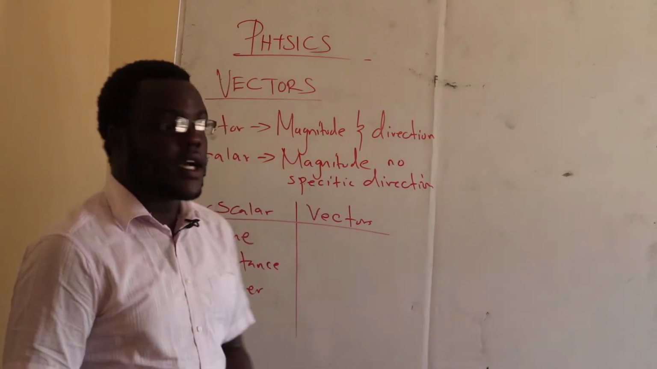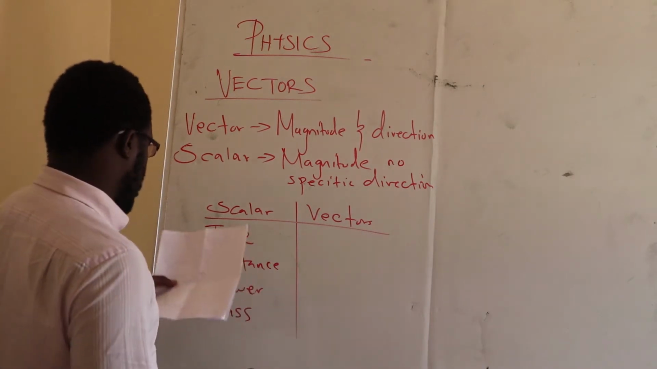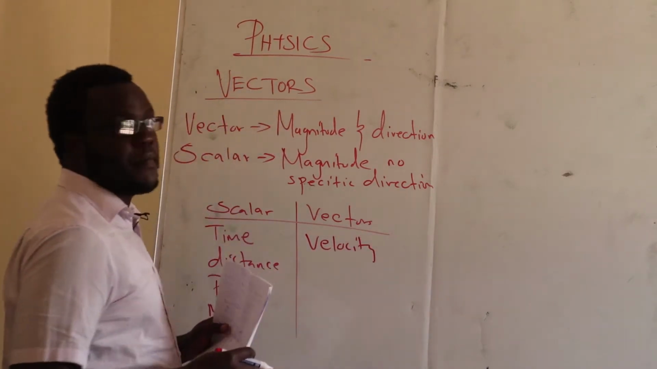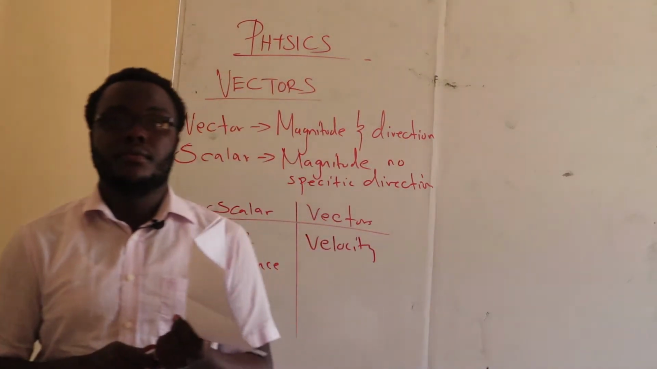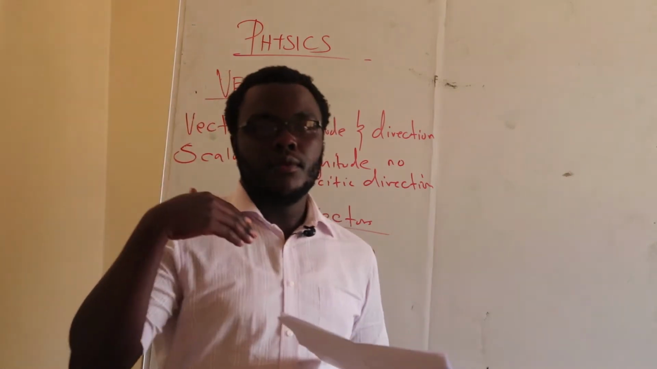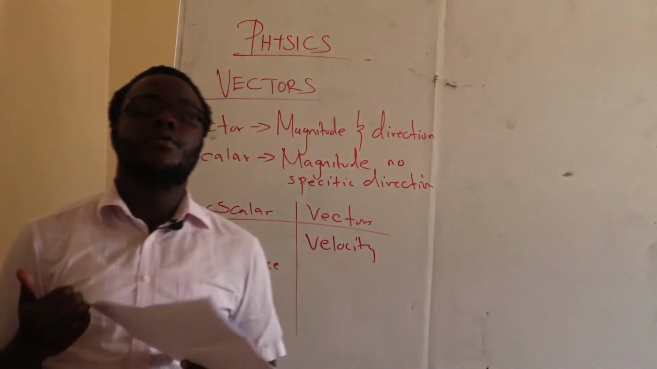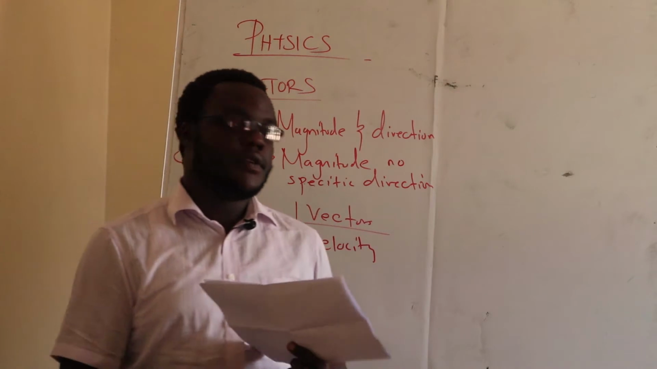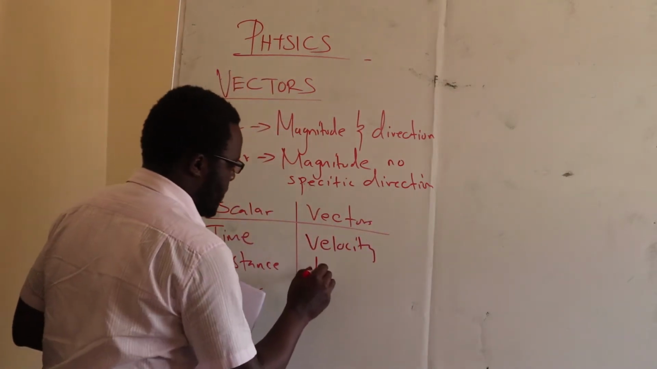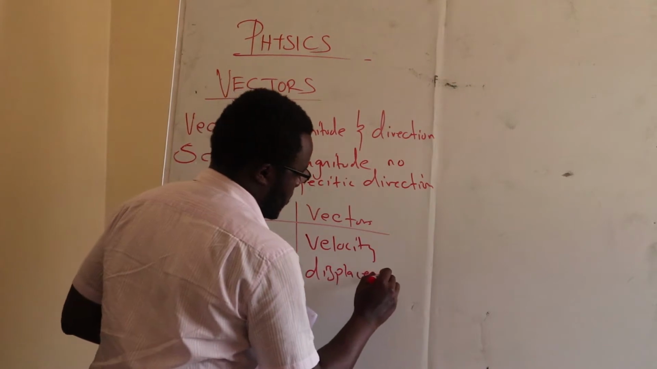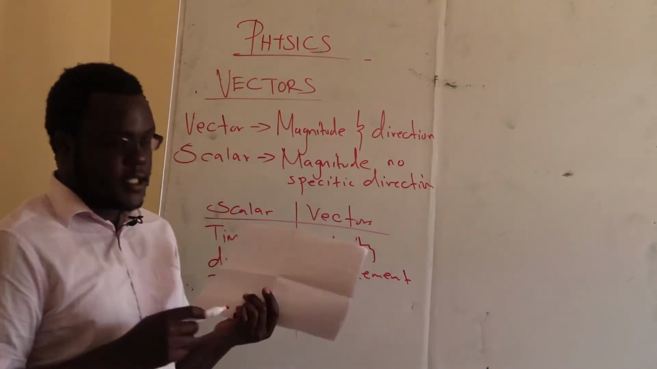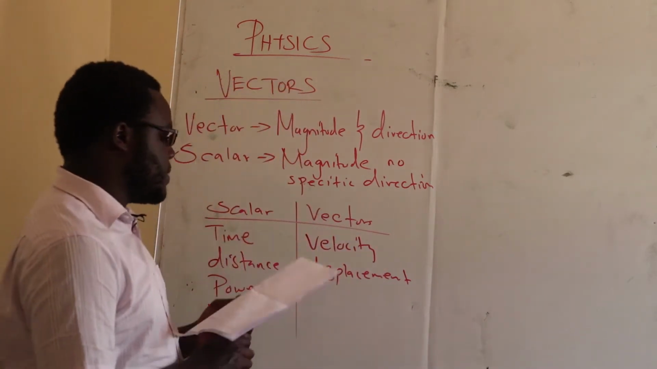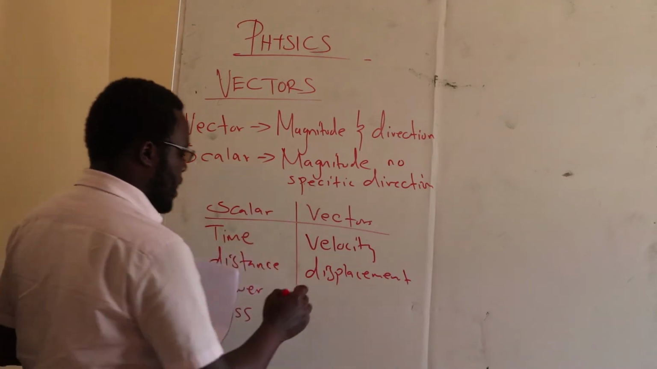On the side of vectors, we can give examples. For example, velocity. Velocity has a direction because you need to show whether it's moving forward, backwards, up, or left, and we use negative or positive values in case there's a change in the direction of the velocity. Next, we have displacement. Displacement is a type of distance, but with a specific direction.